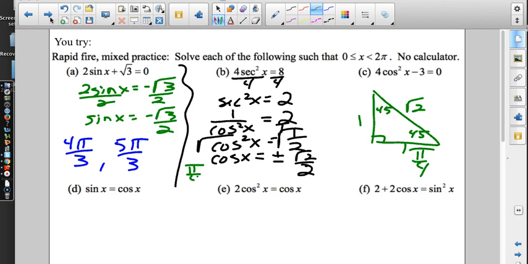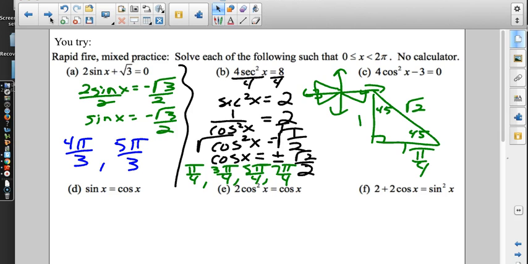So pi over 4 in the first quadrant. Think about putting it over here. What should we label it in second quadrant? 3 pi over 4. How about third quadrant? 5 pi over 4. Fourth quadrant, 7 pi over 4. And again, it said from 0 to 2 pi. So we had 4 solutions for this one. Okay.